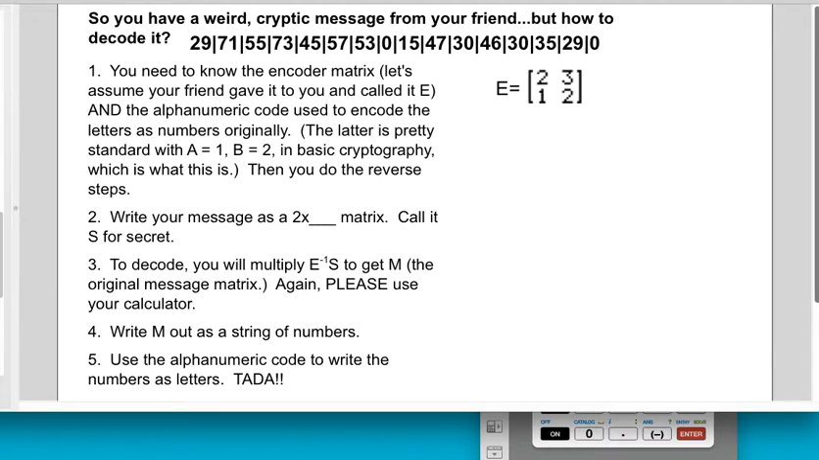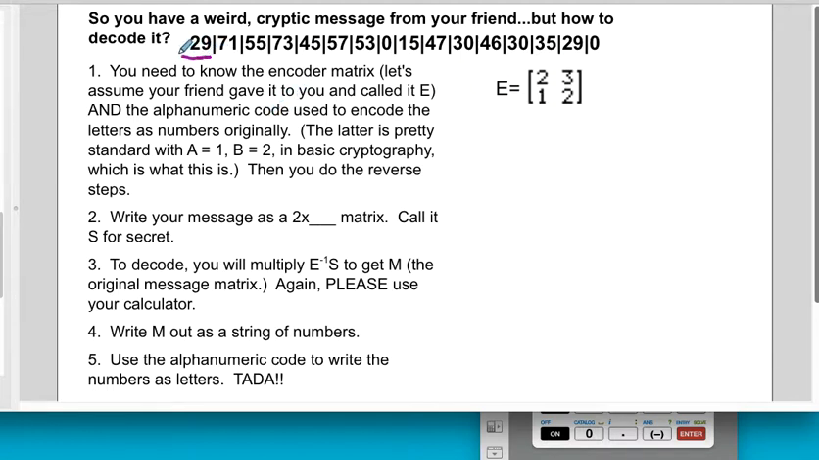Anyway, so they have this secret and they have this encoder. They also need to know the alphanumeric code that you used, but the general assumption is that A is 1 and B is 2. So unless you used a different encoder matrix and a different alphanumeric code, you can pretty much assume that's what it is. So then you're just going to do the reverse steps.